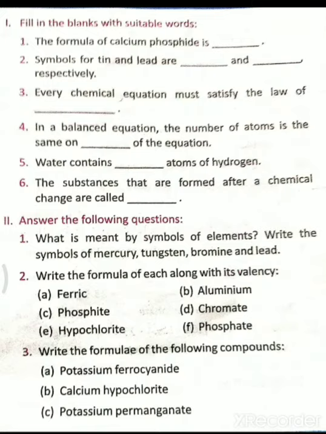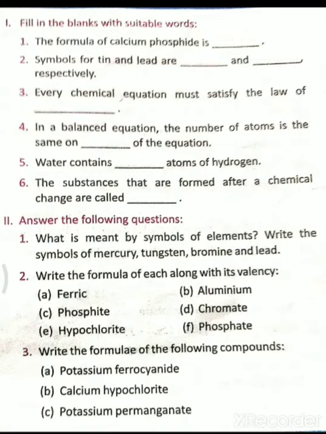Then next question, answer the following question. What is meant by the symbols of elements? So you know what a symbol is. A symbol is the abbreviation of the name of an element made using its initial letter or letters, and is called the symbol of that element.